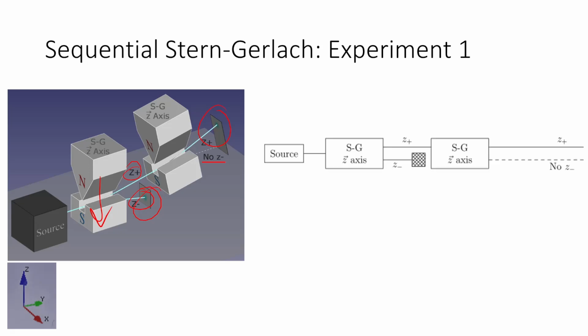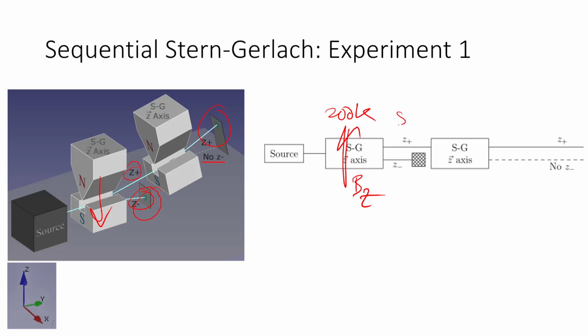So if we abstract this device away, we have a Stern-Gerlach device with magnetic field in the z direction, and say we send 200,000 electrons or atoms into the Stern-Gerlach device.